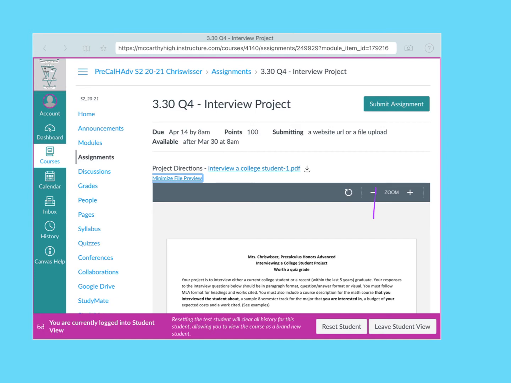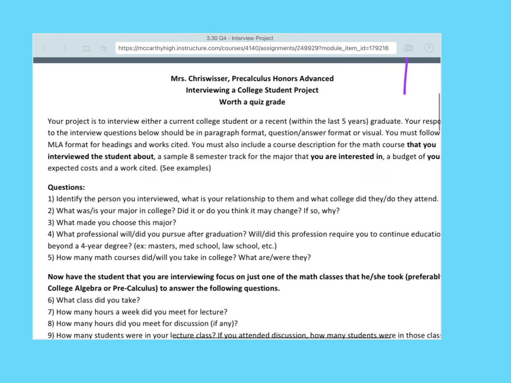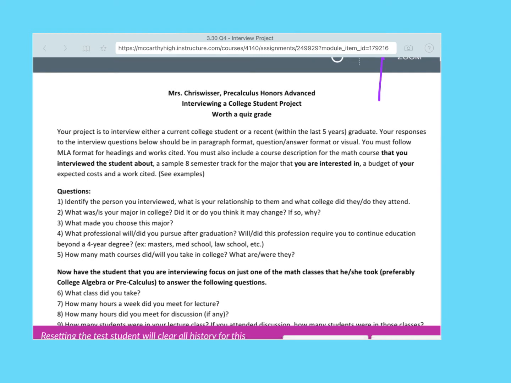So this is the initial document, okay, that says your project is to interview a current college student or a recent one, and by recent I mean within the past 5 years. Your responses to the interview questions below could be in either paragraph form or question-answer form, or in some sort of presentation, a video, whatever it is. You could be as creative as you want. If you're typing this out, it's got to follow MLA format for headings and for the works cited.